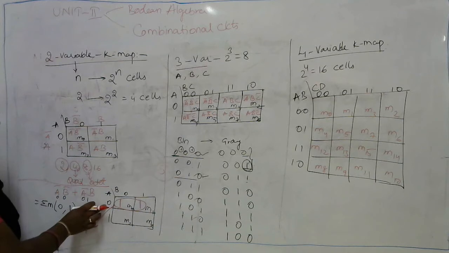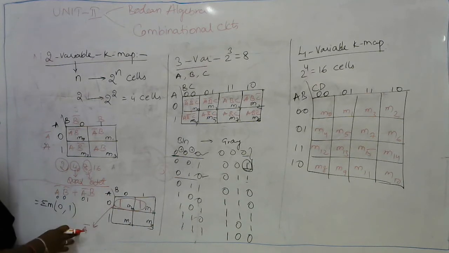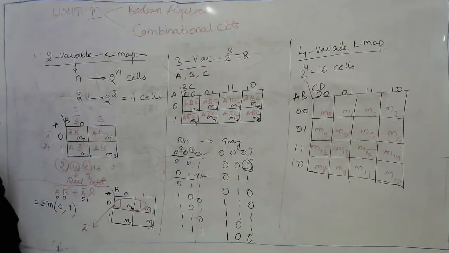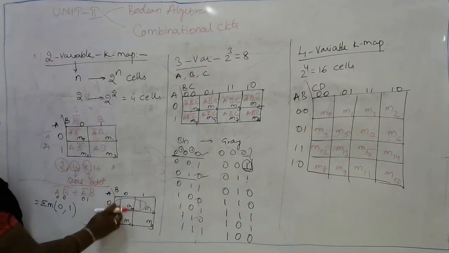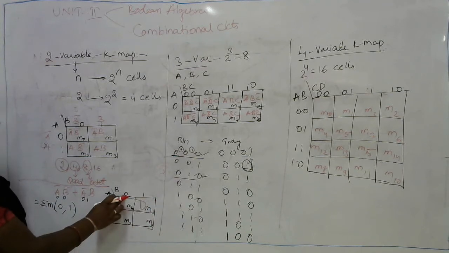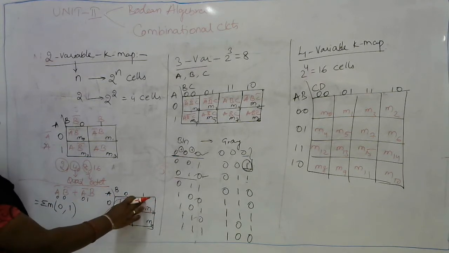The corresponding row is 0 and this 0 is related to A. That is the reason here I am writing it as A bar. After completion of the row, check for columns. In the columns, as the ones are present in both, for the first column the corresponding value is 0, for the second column the corresponding value is 1. Or I can say this is B bar, this is B.